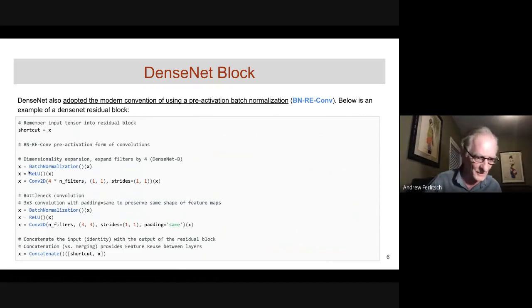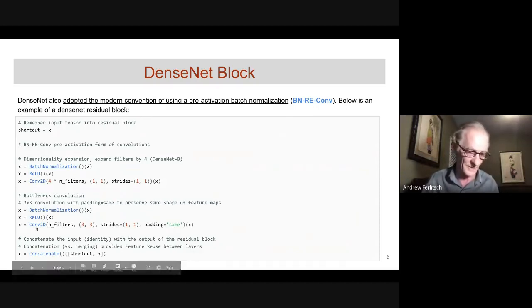Okay, and if you look over here, you can see our 2 convolutions, and they're now preceded by a batch norm and a ReLU. So the first convolution here is our one-by-one linear expansion. It's going to increase the number of feature maps by 4 times coming in. Then our 3 by 3 restores it. We call it a bottleneck convolution because we're reducing the number of feature maps. And then finally, the input is concatenated to the output of our 3 by 3 convolution.